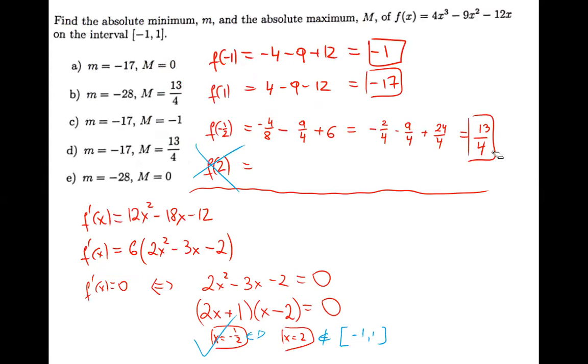Which one is the minimum value, the lowest point? The lowest point is, I believe, this one, and the highest point is the positive number. That means this is my answer. Okay? But please note, this was the main thing on that question.